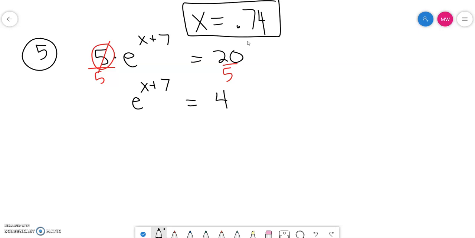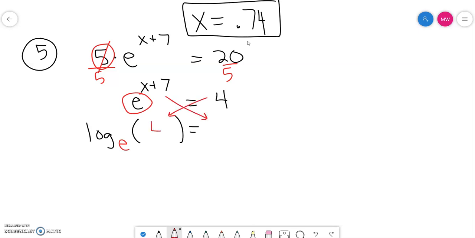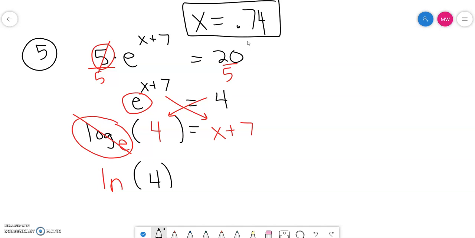In this step, we want to switch to a logarithm, right? The opposite of an exponent is a log, so we're going to switch to a logarithm. You always bring that base straight down, and everything else rolls over. So the 4 comes here, the x plus 7 goes to the other side. Now, there is something special about log base e. In fact, if you use a base of e, that's not a regular log, that's actually a natural log. So I'm just going to rewrite this: natural log of 4 equals x plus 7.